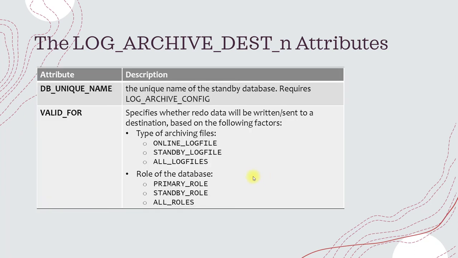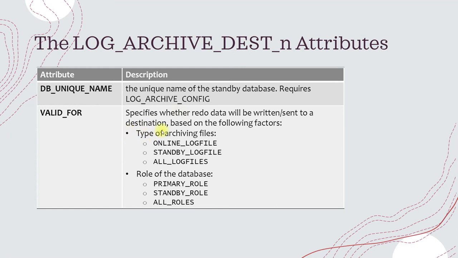Now come the important parameters. DB unique name must be the standby database name where the redo logs have to be sent. Now valid for, this is a very important parameter. This will specify whether the redo log data will be written or sent to the destination. So this defines that whatever location log archive dest you set up, this particular log archive destination will be used to either send or save the redo logs.